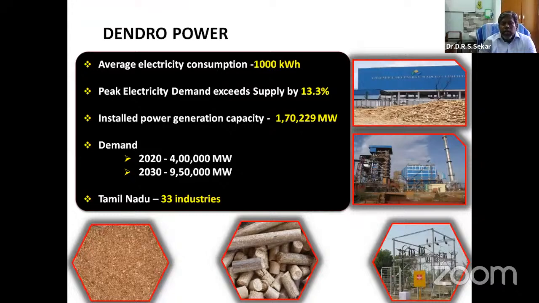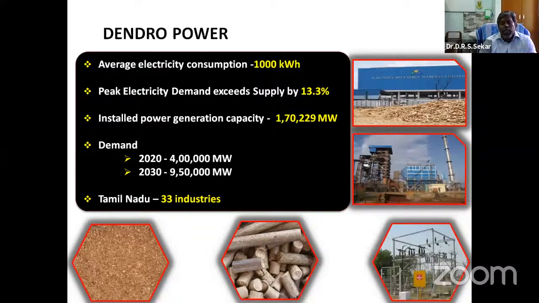Again, the power sector is another area where we look for a lot of raw material. Essentially, all things have to come from these agroforest systems to sensitize the area to how much demand it has in their respective sectors. Average electricity consumption is 1,000 kilowatts, and peak electricity demand is again increasing by 13.3%. The installed power capacity is around 1,70,000. The demand in 2030 is visualized as 9,50,000 watts.